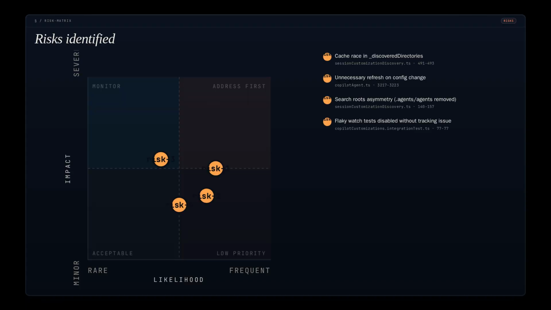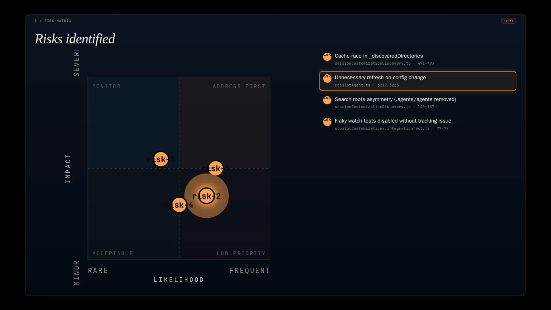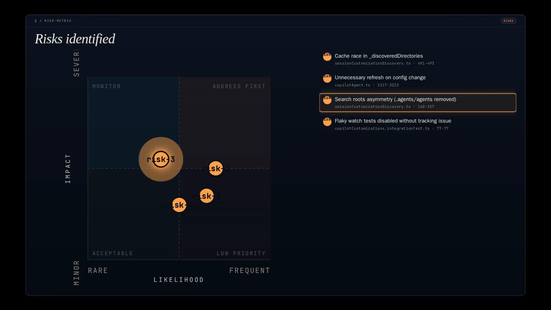Let's look at the gotchas. There are 4 areas worth noting. The most impactful is a potential cache race in the discovered directories. The cache is set once per call, but never invalidated when files change. There's also a config listener that might trigger unnecessary refreshes, and a note about the removal of .agents/agents from the search routes. Finally, 14 watch tests are disabled due to flakiness without a tracking issue.